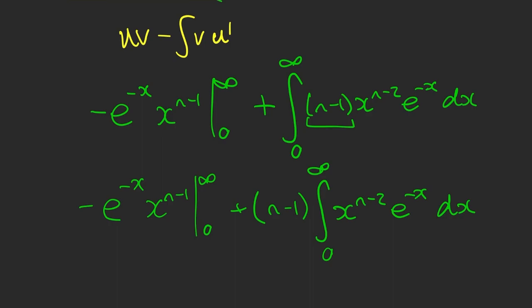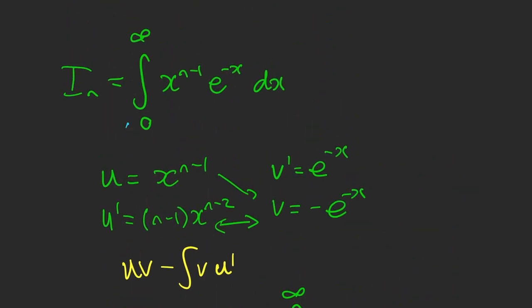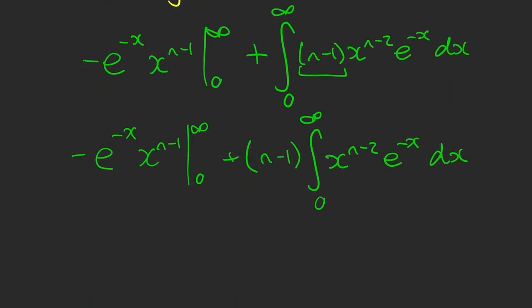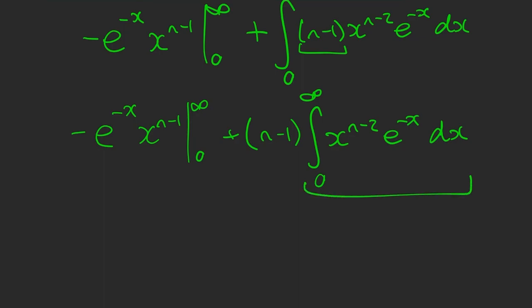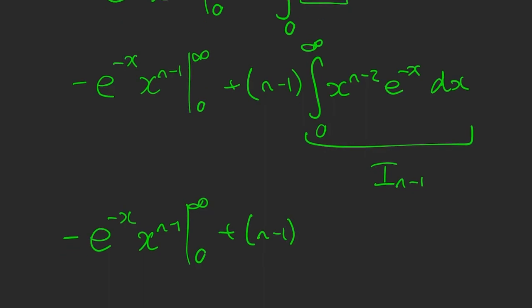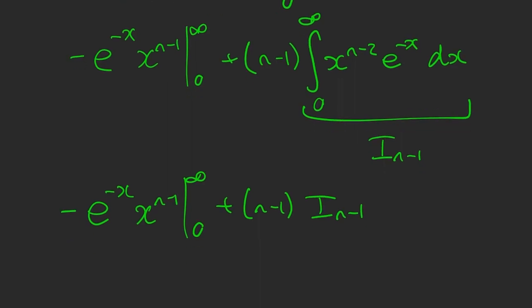And so, if we've called this integral I of n, then this new integral that we've got is, well, it's just n take away 1. So this right here is going to be I of n minus 1. Excellent. So we've got minus minus e to the power of minus x, x to the n minus 1, from 0 to infinity, plus n minus 1 times I of n minus 1, like that. And I'll show you why that's important to recognize.